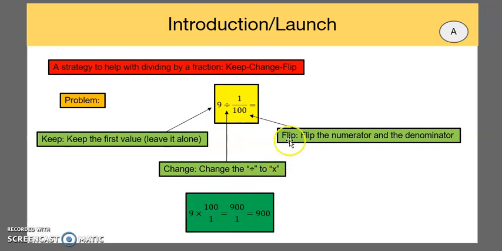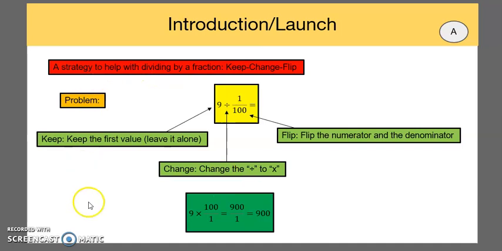And then the last step is flip. Flip the numerator and the denominator. So 1 is the numerator, 100 is the denominator. We're going to flip the 1 and the 100 to 100 over 1. So here we flipped, and then now we're ready to do our problem. When we start this problem out, we're going to have 9 times 100 over 1. So 9 times 100 is 900 over 1. And 900 divided by 1 is 900. So 900 will be our answer here.